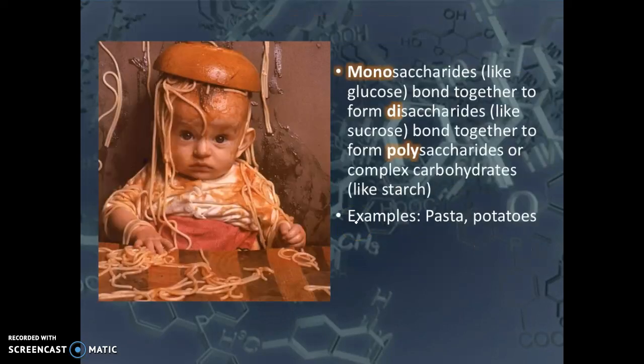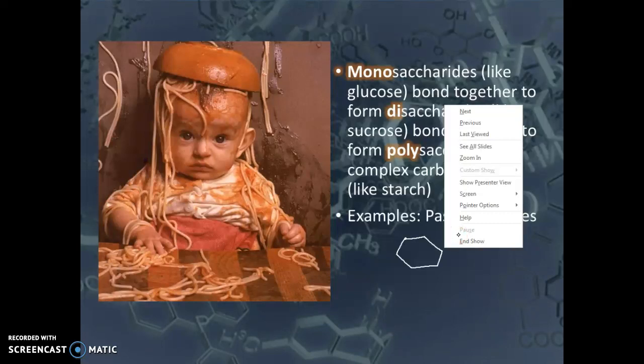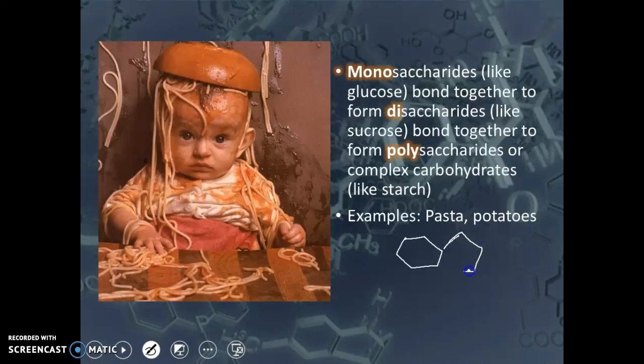But we can also combine monosaccharides like glucose, where there's only one ring, into disaccharides like sucrose that might have 2 rings. So instead of like the previous diagram, it would have more of a 2-ring structure like this. Maybe attached to each other like that, something along those lines. A polysaccharide would have many rings, and those we also call complex carbohydrates. So that's things like starch. All of these fall into the category of carbohydrates.